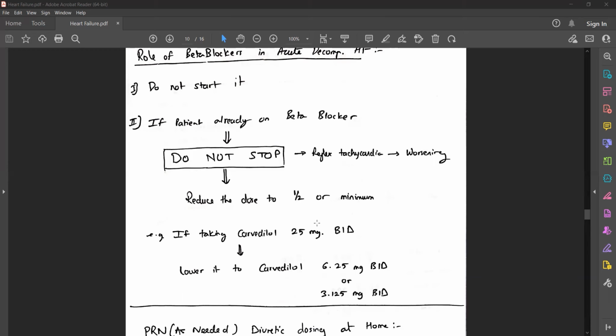So what do you do if the patient is already taking it? You either lower the dose to half or you can lower the dose to the minimum. So let's say the patient is taking carvedilol 25 milligrams twice a day; you can lower it to either 6.25 milligrams twice a day or 3.125, but you will not stop it all of a sudden. That is something that is very important.